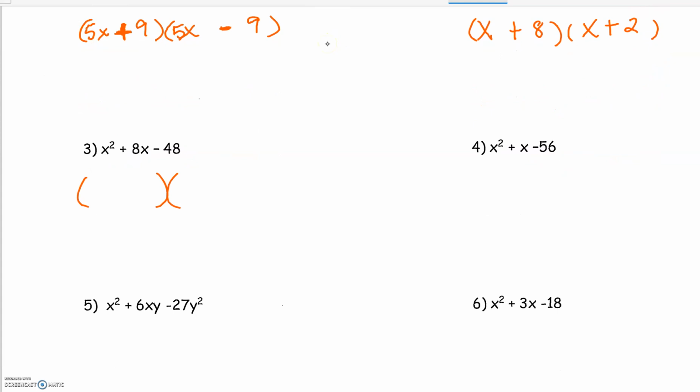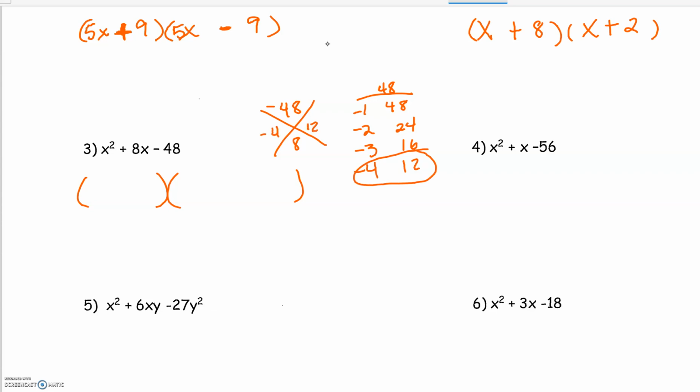All right, go ahead and try this one. Think about what are the factors of negative 48 that would add up to get 8. Watch your signs. So 48, here are some factors to help you: 1 and 48, 2 and 24, 3 and 16, 4 and 12. And we need one of them to be negative so that we can get 8. So which one of those adds up to get 8? Yep, negative 4 and 12.